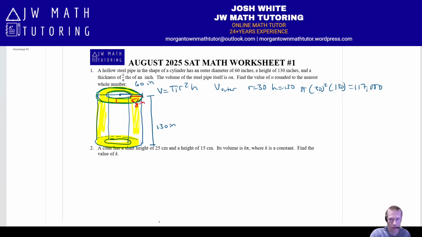Sorry, 117,000. I forgot the pi technically, but when we go to get the answer, they're only looking for the number in front, or the constant in front of the pi. So the 117,000 is really what we're concerned with. Okay, so now let's just confirm this.